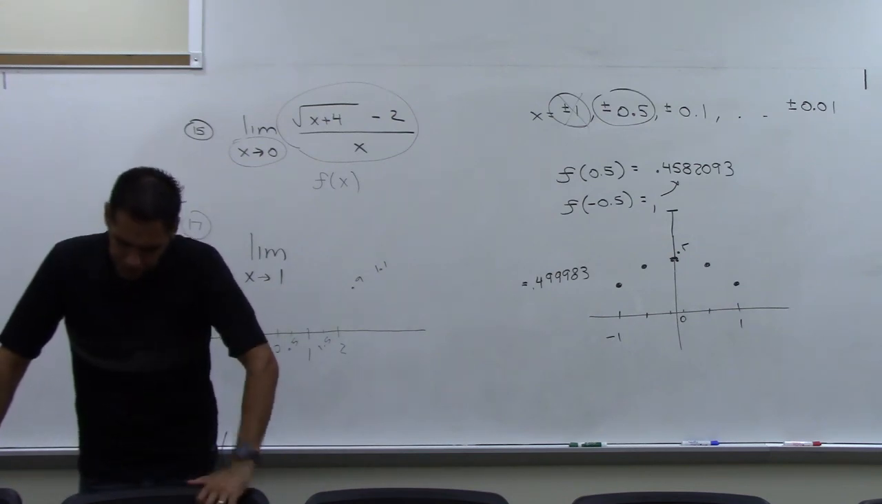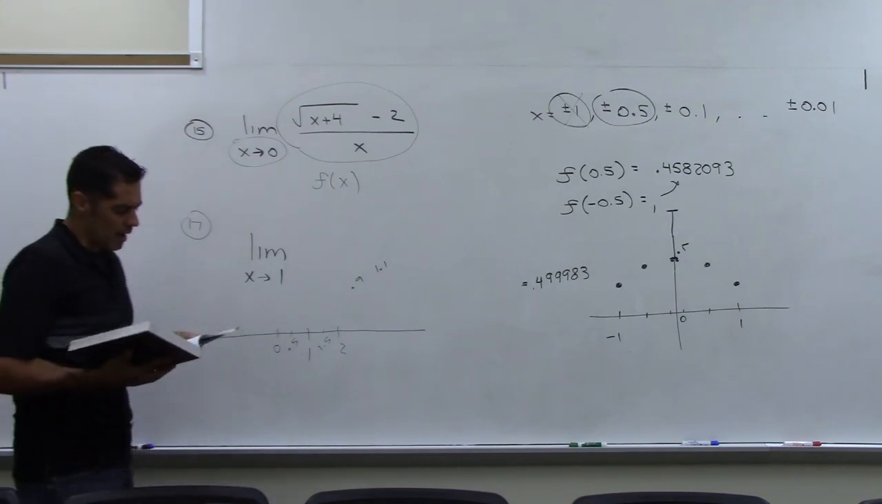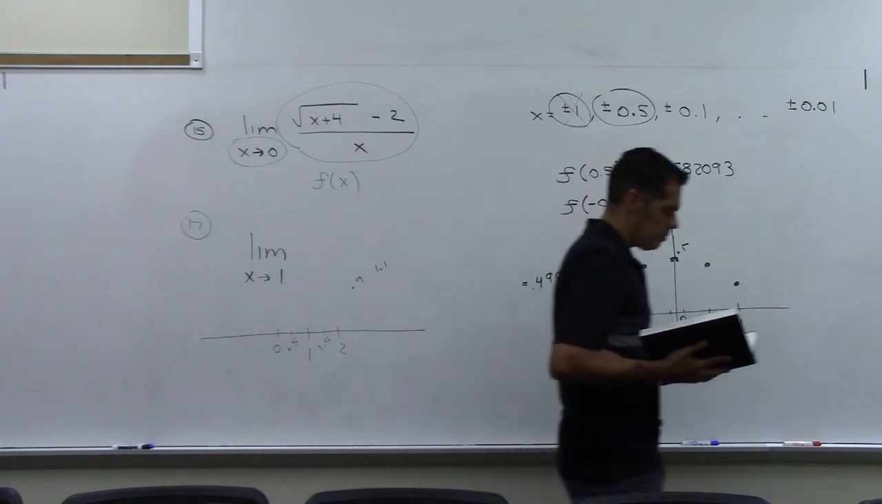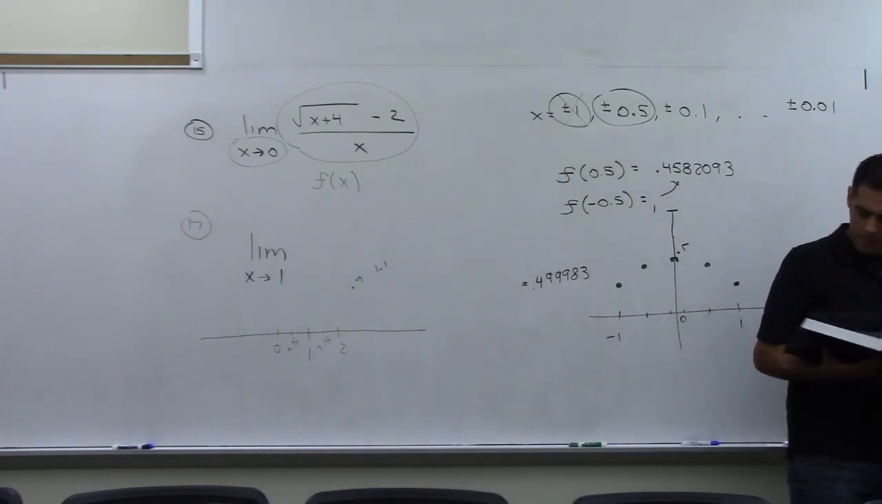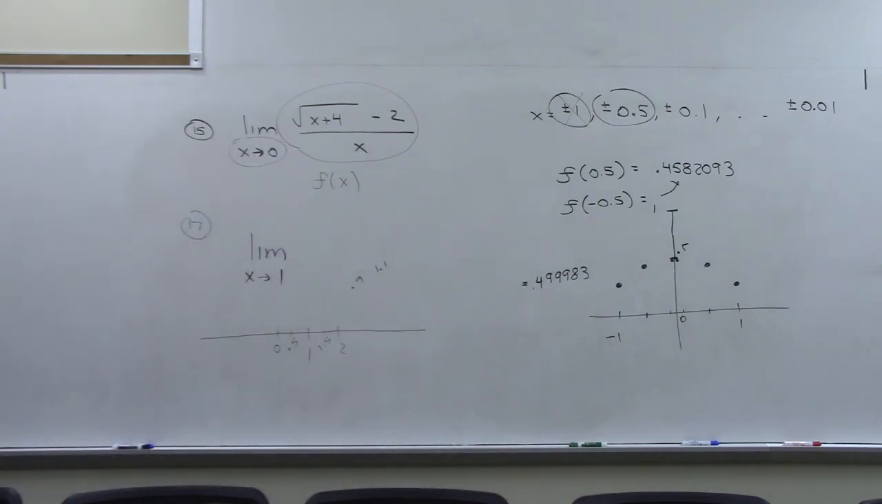Number 19 is really kind of an optional thing. Use your graphing calculator to try and figure that one out. Make sure you're in radian mode. All right, that should be it for the first section's homework. I hope that helped.